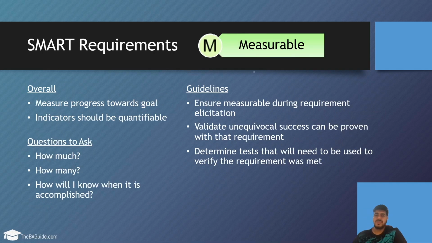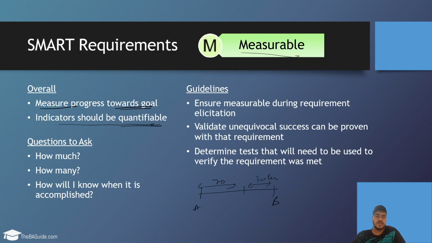Second is measurable. Measurable means it can be measured anytime. For example, in the car example, if we are going from point A to point B, at any point of time you can know, oh, we have completed 70% of our journey and only 30% is left. So you can measure the progress towards the goal, and it should be quantifiable. That means you can tell how many days it will take, how much percentage is completed.